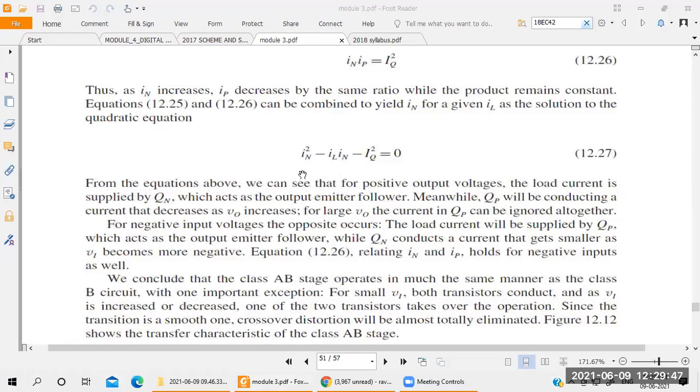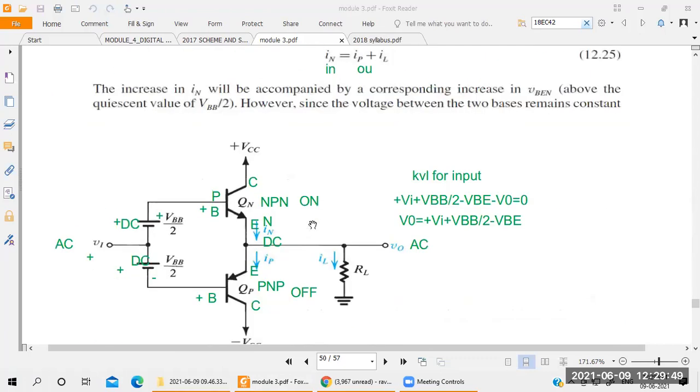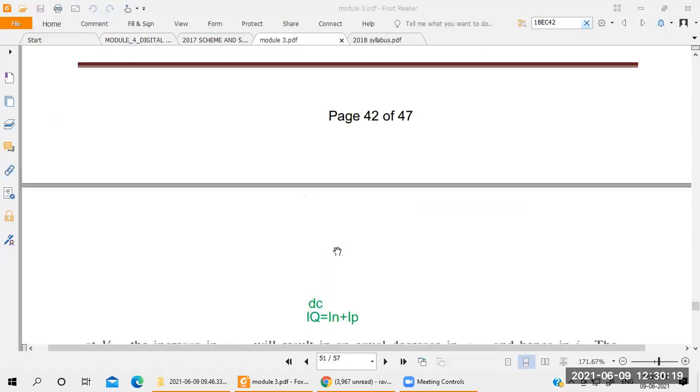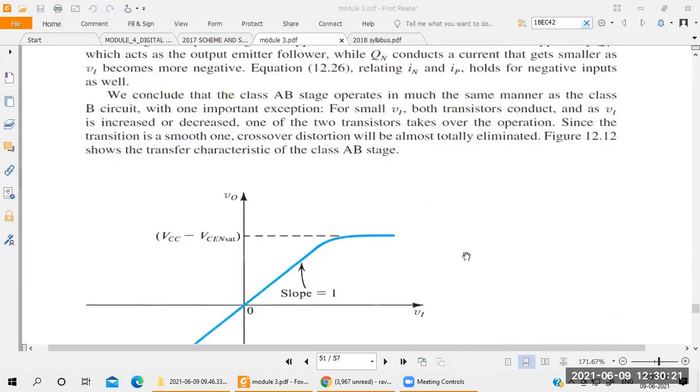Understood? This is the complete equation for the class AB. Class AB is what here? The output conducts for greater than 180 but less than 360 degrees. Greater than 180 means that is the NPN transistor. Less than 360 means the PNP transistor. So greater than 180 means the NPN transistor is responsible, and less than 360 means the PNP transistor is responsible. That is the meaning of that final equation.